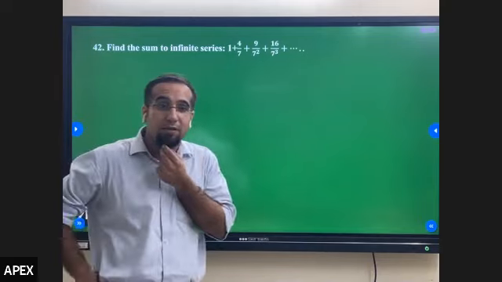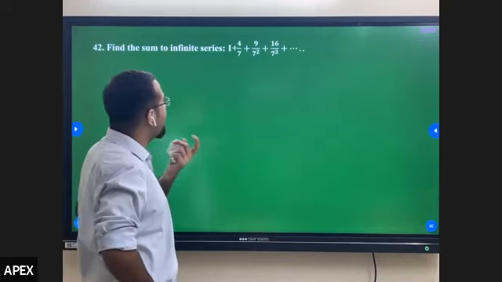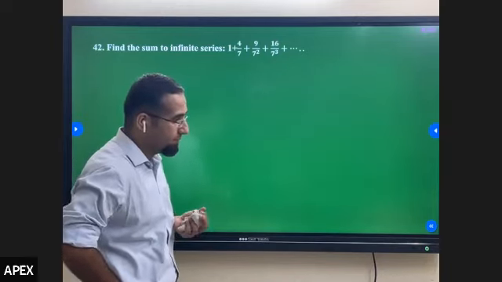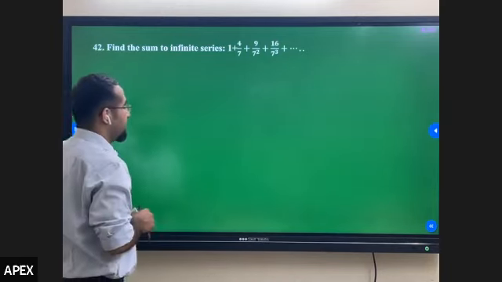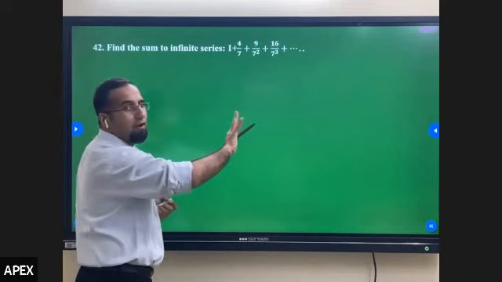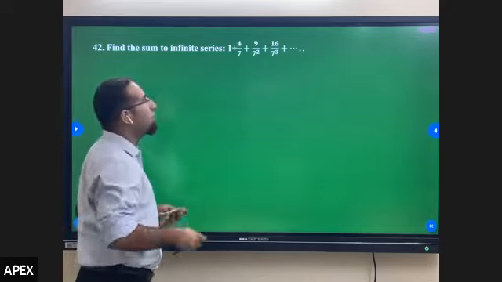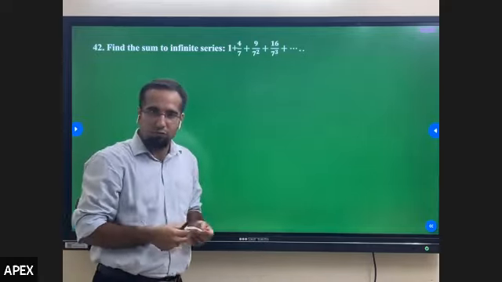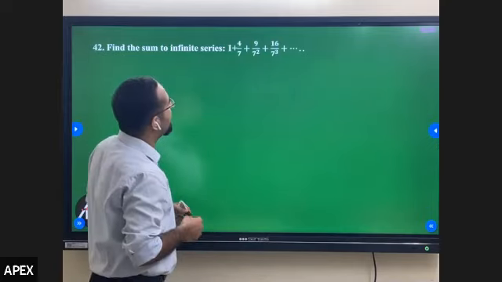Sir, can we take 1 by 7 as x? You can take 1 by 7 as x, and in the end replace x with 1 by 7. Whatever you do in this question, the answer will be a numerical value. Simple logic: if you want to take x equal to 1 by 7, then in the end, replace x as 1 by 7. Okay.